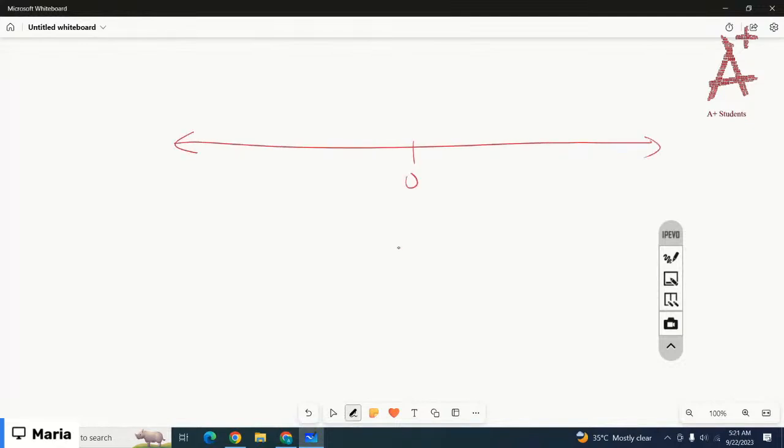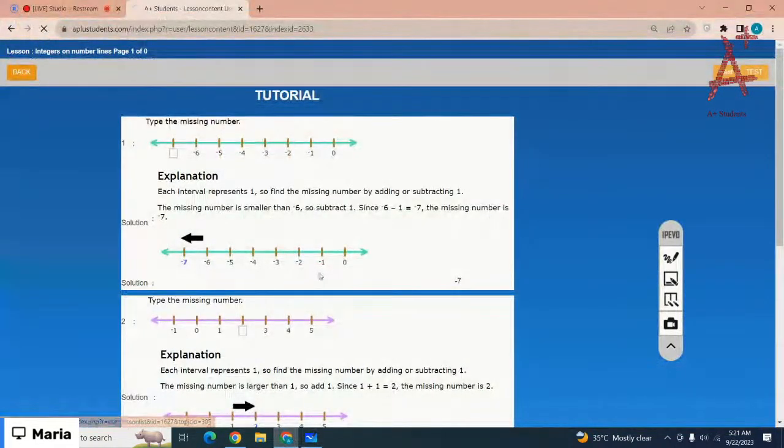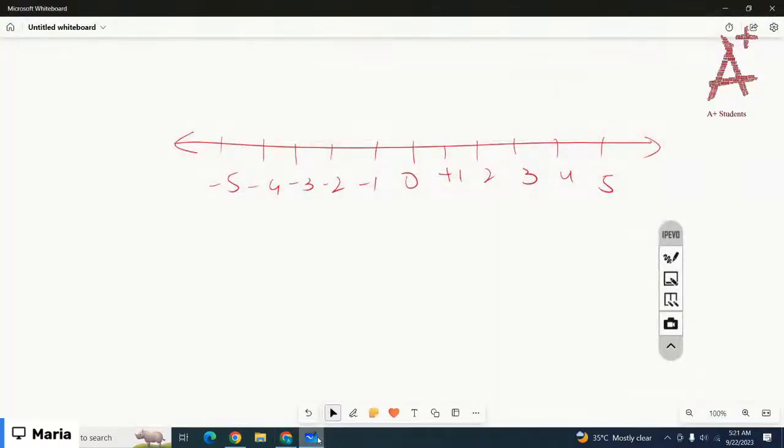Okay, here you have 0. On the right hand side, you have all positive numbers. And on the left hand side, you have all negative numbers, right? Okay, hold on. Okay, so on the right hand side of the 0, you have all positive numbers, and on the left hand side of the 0, you have all negative numbers, right?